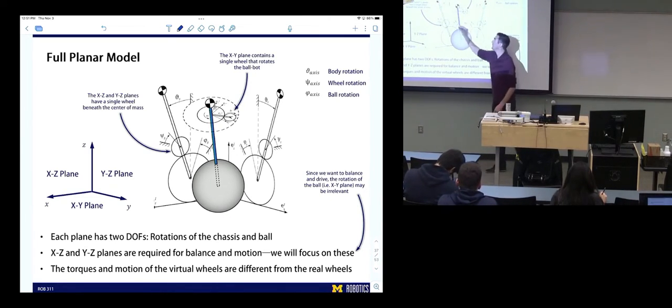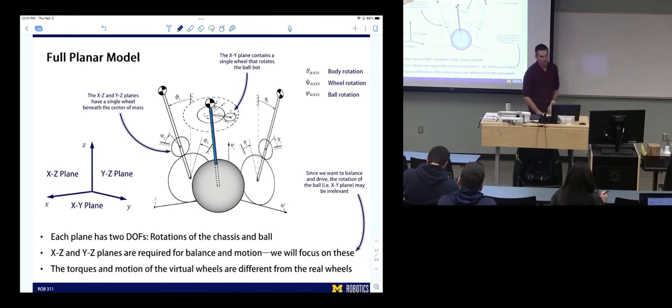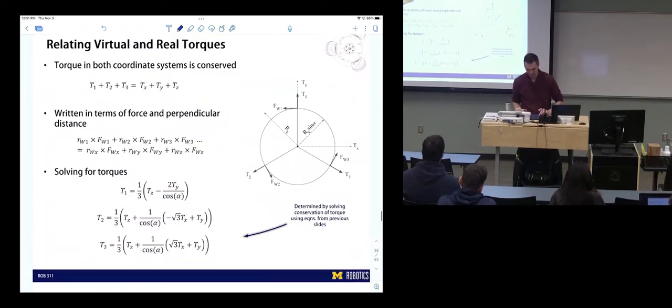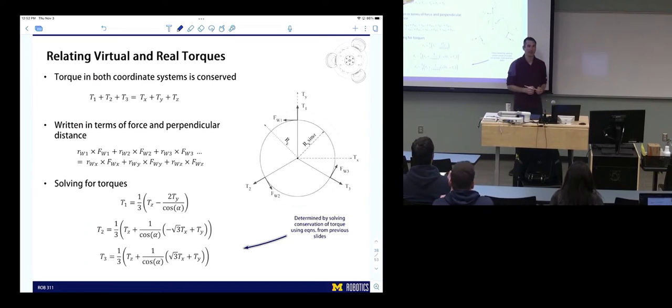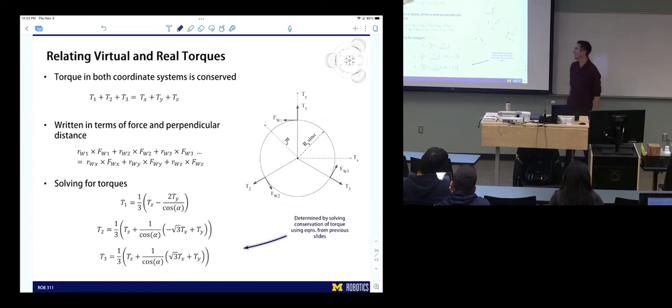Torques and motion from the virtual wheels are not the same as the real wheels. This is how we got our equations to convert torque. Conservation of torque across the system, so the torques from the imaginary planar wheels and the real wheels. We solve for those equations of torque, and we could derive that from the rest of the equations that were provided. You should know this picture well.